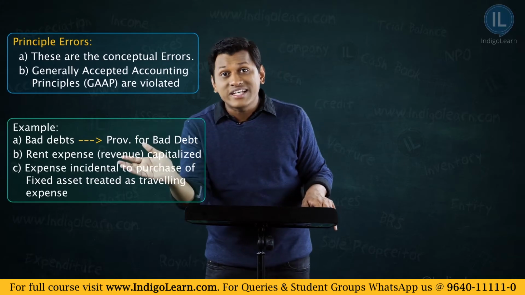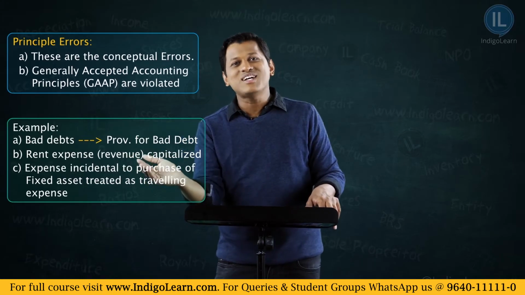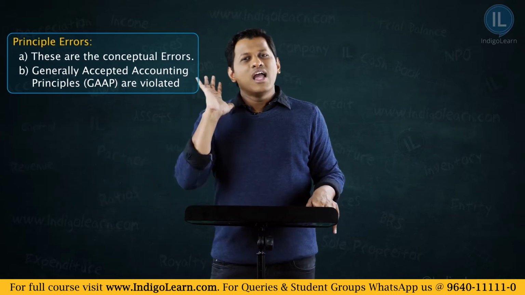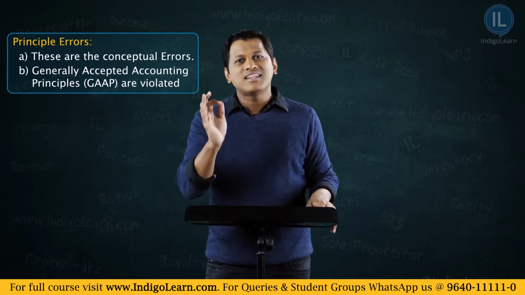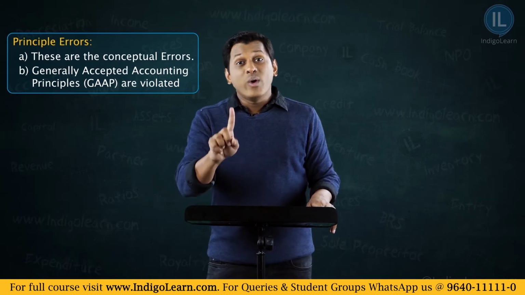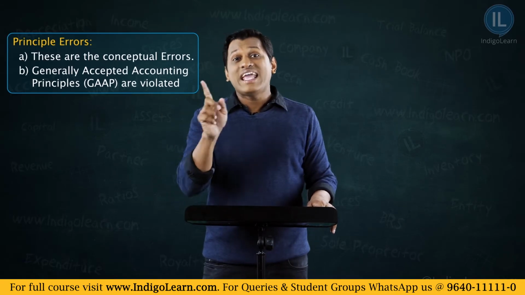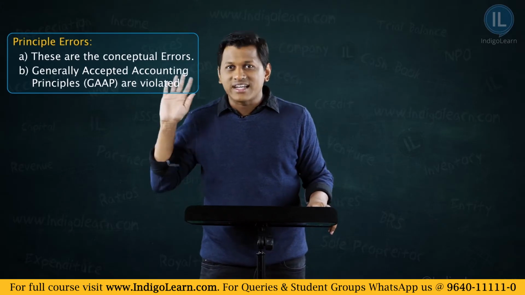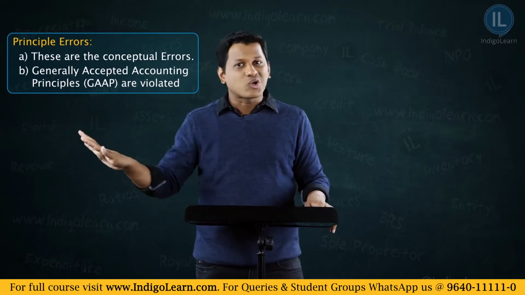But that wrongly went into the P&L account. So that again is a principal error. So friends, for convenience, just remember this: principal errors are the errors which are made when GAAP, generally accepted accounting principles, are violated, right? So you are deviating from the accounting principles.